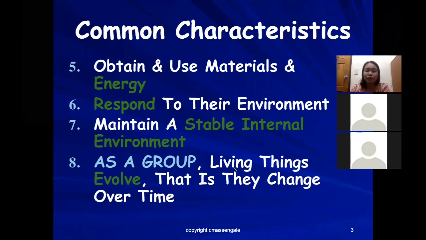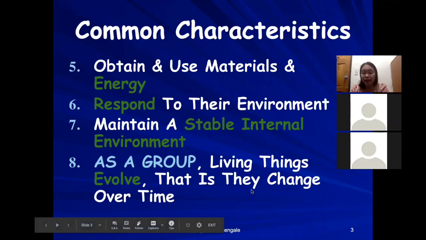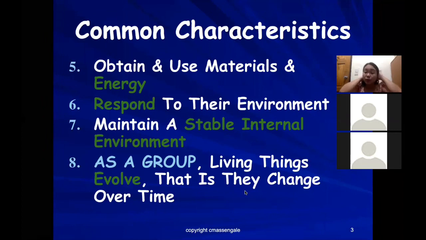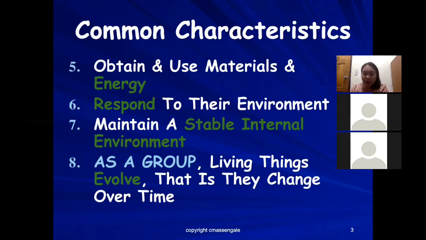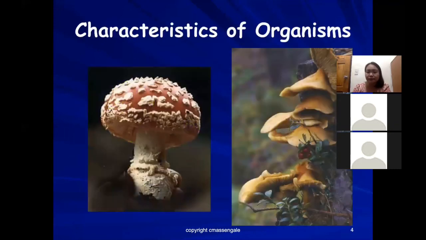As a group, living things evolve, and that is, they change over time. As I told you, human beings evolve. Like, later your offspring are better than you. The next generations are supposedly or expectedly better than the previous generations, and so on. That is also true with plants and animals.